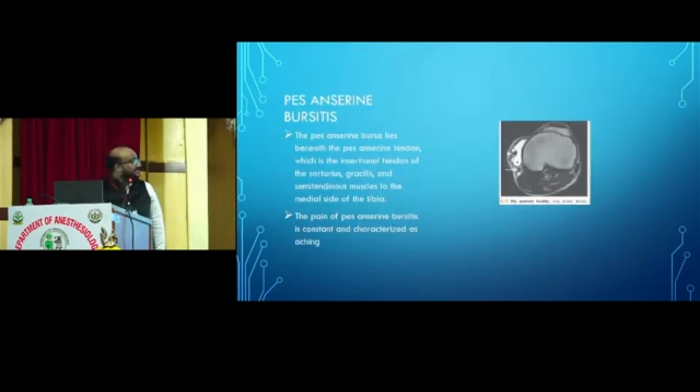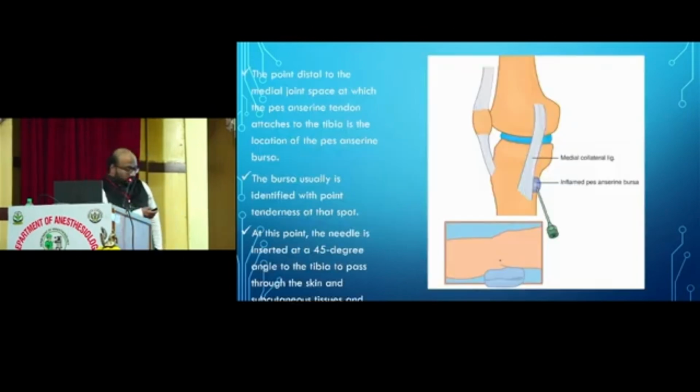So this was the pes anserine bursa I was talking about. This lies beneath the pes anserine tendon, which is the insertional tendon of the three muscles, sartorius, gracilis, and semitendinosus. I'm confident I did not know this name when I was doing anatomy here. And this is present on the medial side of the tibia. The pain of pes anserine bursitis is constant and characterized as aching pain. So care should be taken to not injure the medial collateral ligament while treating the pes anserine bursitis.